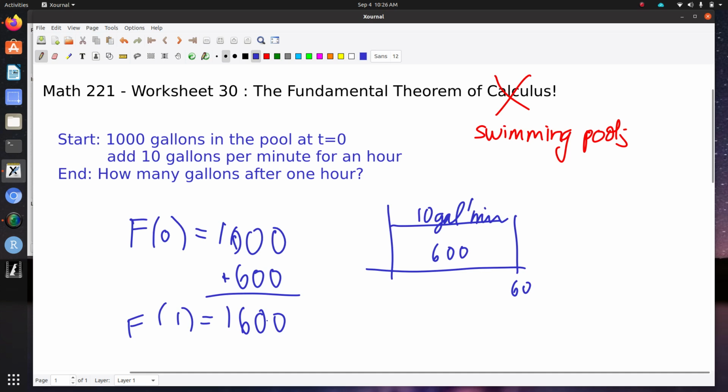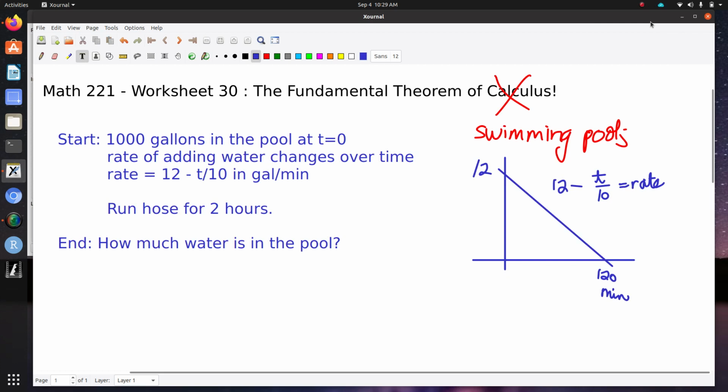Okay, what about the next example? Let's change the problem. We're still going to start with 1,000 gallons, but this little f over here is the change function, and capital F of 0 is 1,000. So we start with already 1,000 gallons in the pool at time equals 0, and then we're going to add at the rate of 12 minus t over 10. So for whatever reason, the hose is spitting out water, but it's slowly losing its ability to give us water. And so by the time 120 minutes is up, it's not giving us anything.